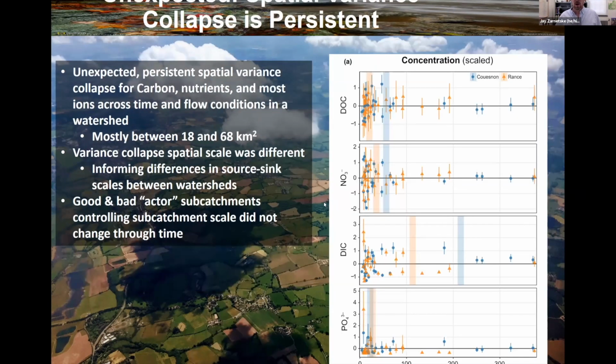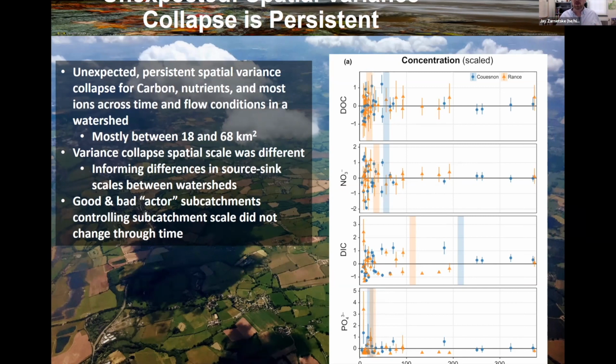So I'll give you some quick results here from that study. The thing that surprised us is we had unexpected variance collapse at very small scales in both of these basins. Whether we're measuring carbon, nitrate, or phosphorus, the things that we were measuring all collapsed at a reasonably small scale, between 18 and 68 square kilometers, all right? The thing that was different was that between the two different river networks, the collapse occurred at different scales.